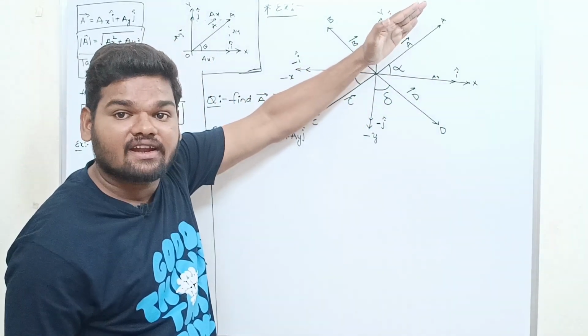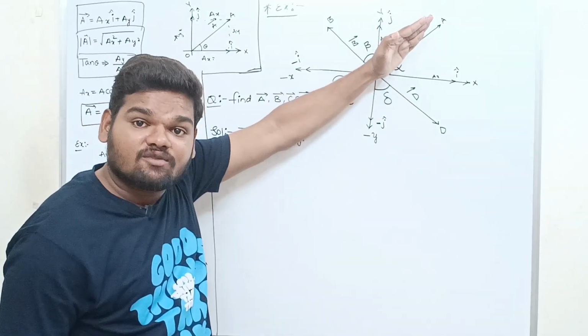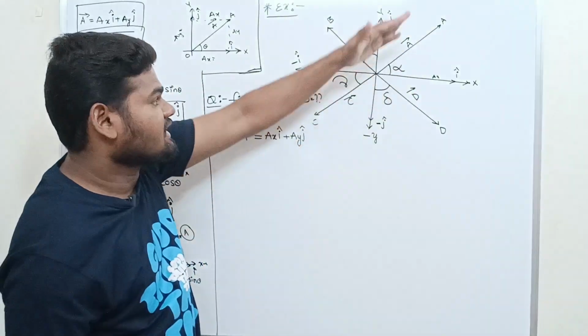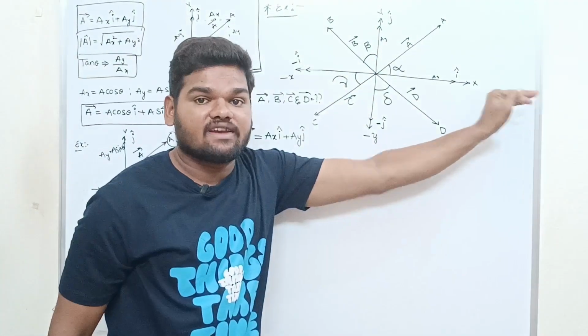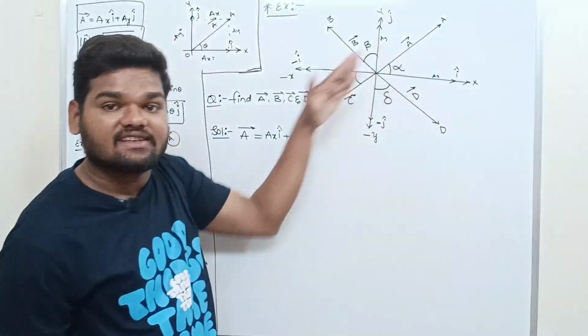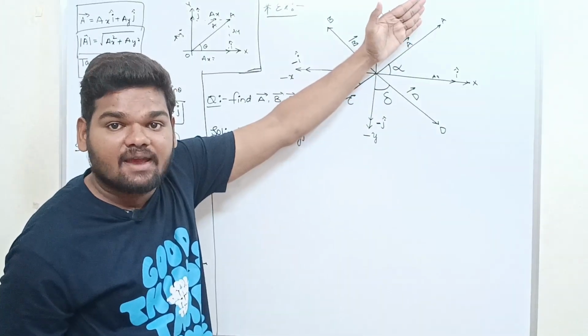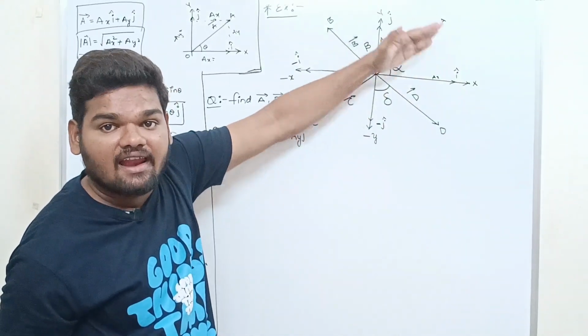So this is a bar vector and its magnitude is A. What we have to do is check the angle theta. Now this a bar vector is making an angle alpha with the positive x-axis. So this is the a bar vector along the theta side.